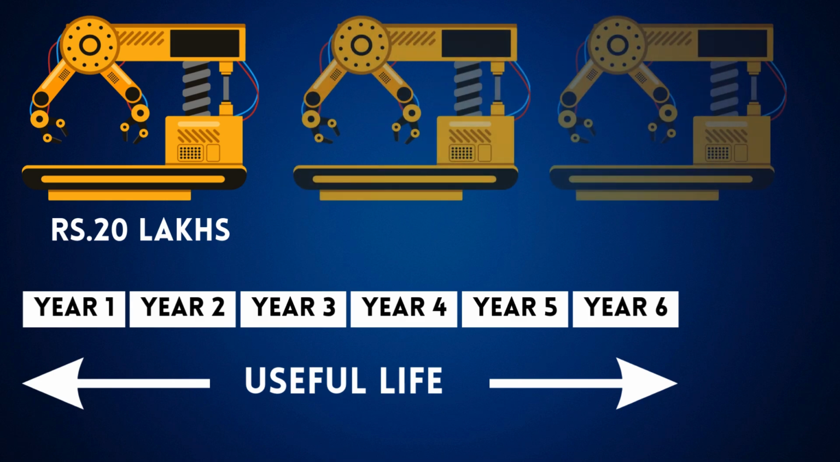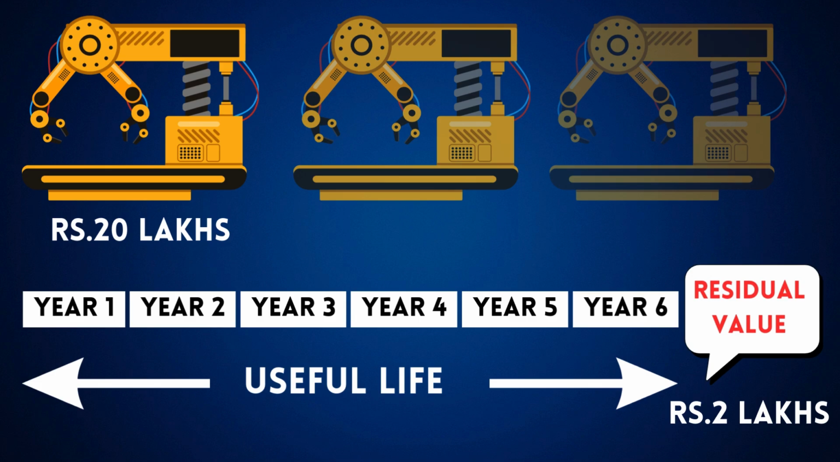At the end of useful life, assume that the asset can be sold at an amount of rupees 2 lakhs after deducting selling costs, if any. This is called the residual value or salvage value, which is the estimated amount that an asset will be worth at the end of its useful life.